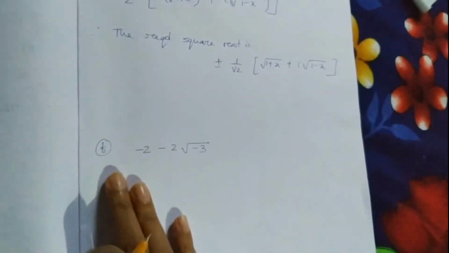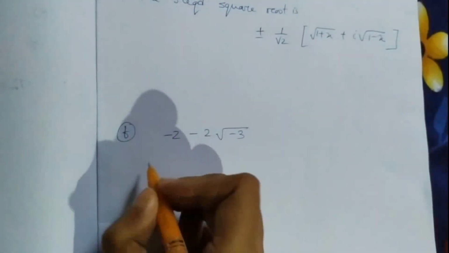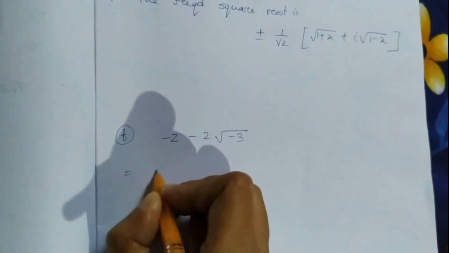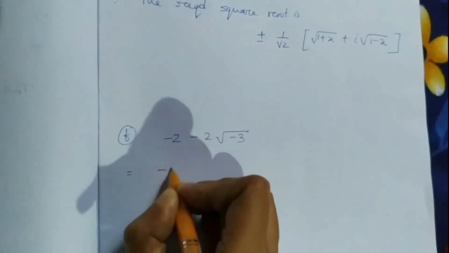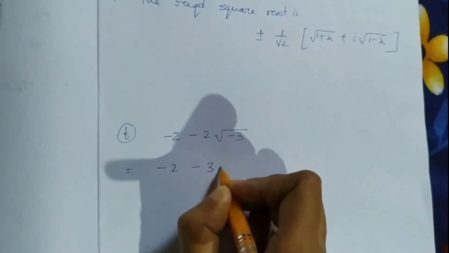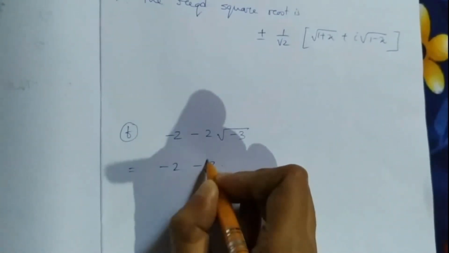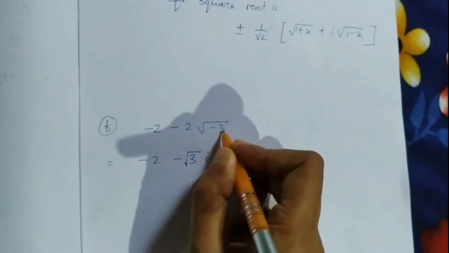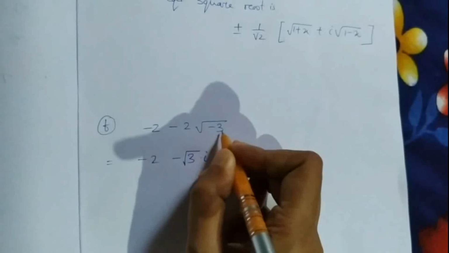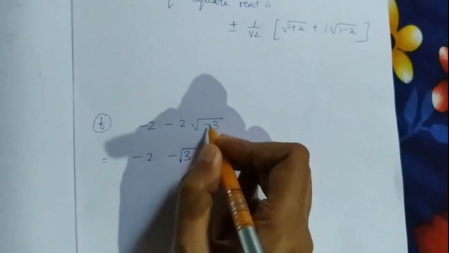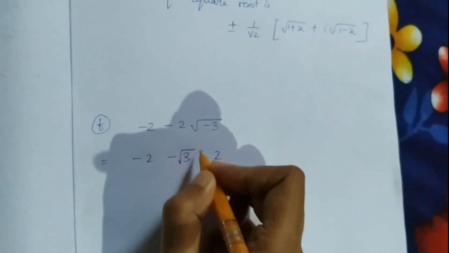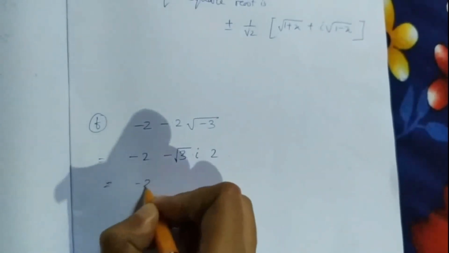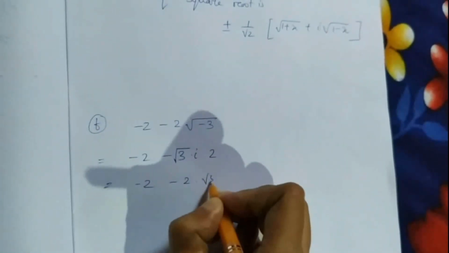Okay. Now question number F. It is minus 2 minus 3, root 3 into i into 2, because minus root minus 3, no, so minus 1 is i square, so i square will come before the square root, so it will be i. So ultimately minus 2 into root 3 into i.